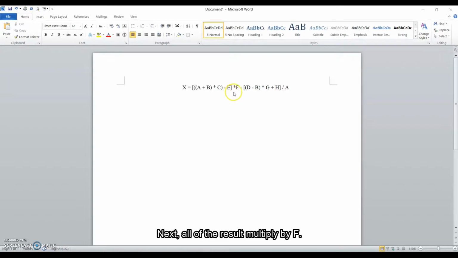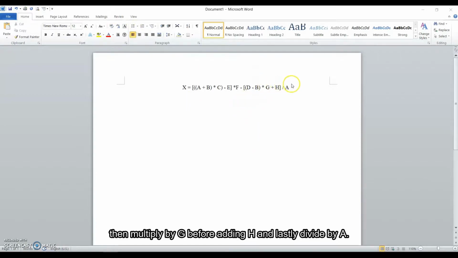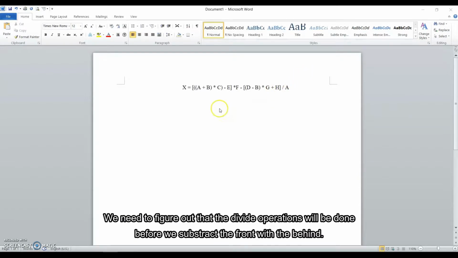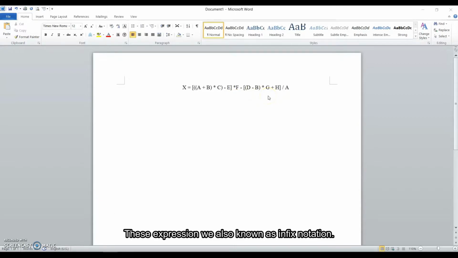Next, all of the result is multiplied by f, and we subtract the behind part, which is d minus b in the first bracket, and then the result multiplied by g before adding h, and lastly divide by a. We need to figure out that the divide operation will be done before we subtract the front with the behind. This expression is also known as infix notation. So we proceed to convert it to postfix notation.